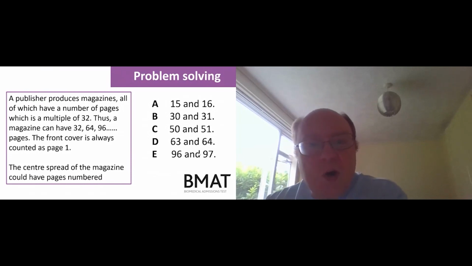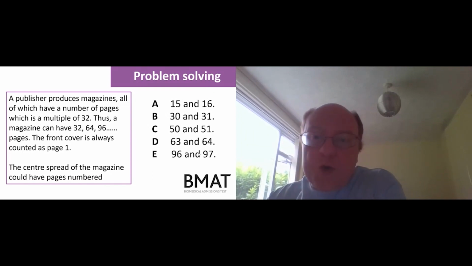So here we're told that we have a magazine which has a number of pages which are always in multiples of 32. So the magazine can have 32, 64, 96 pages. The front cover is always counted as page 1. And you're asked to identify which of the 5 options actually lists possible page numbers for the center spread of the magazine. So when you open it up in the middle, what would be the page numbers that you're facing?